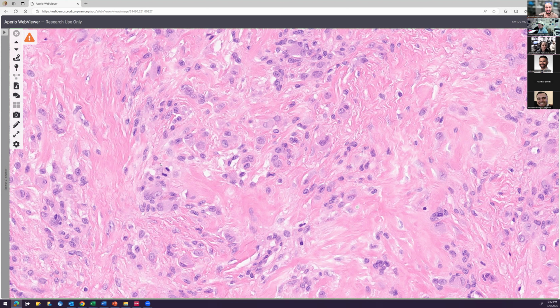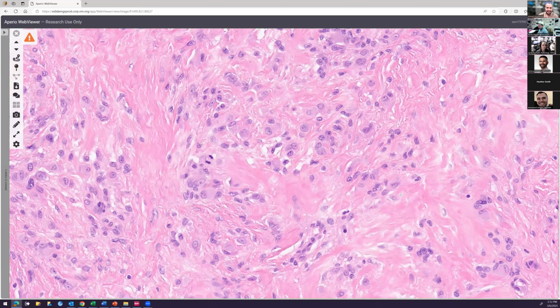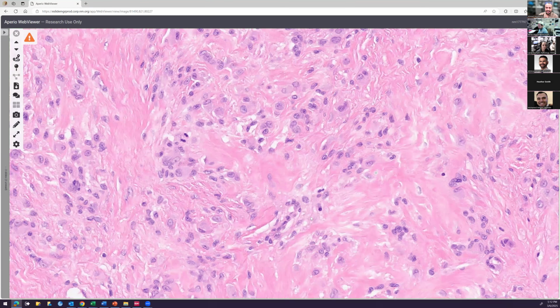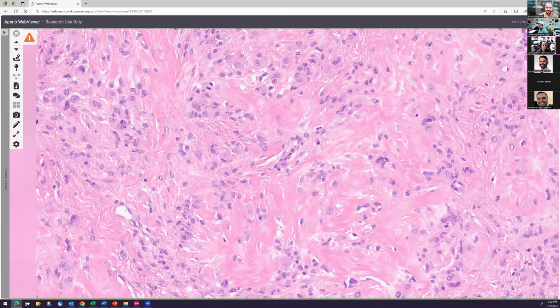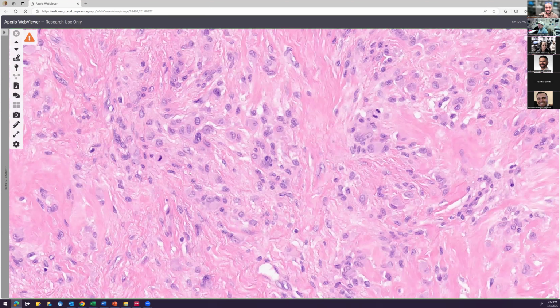What about over here? What's this? There's a mite. Yeah, there's a mitosis. There's another one right there. And then there's another one right there. Look at that. Wow.